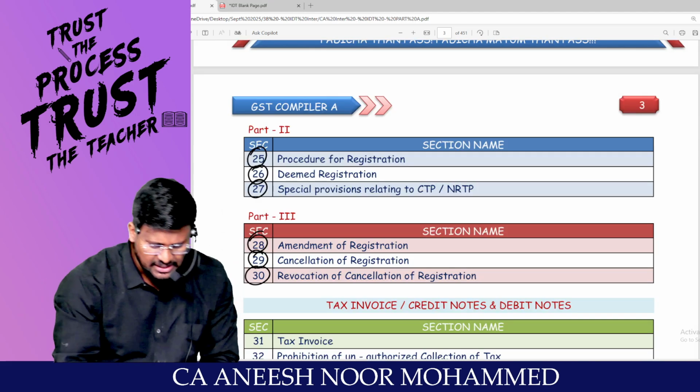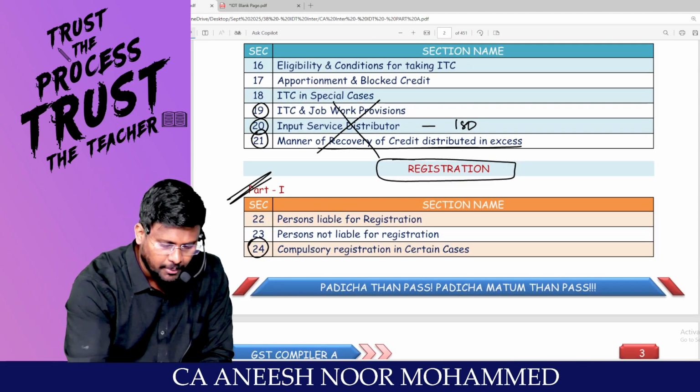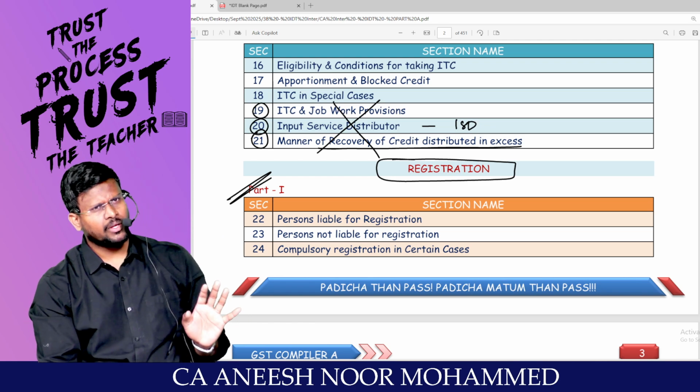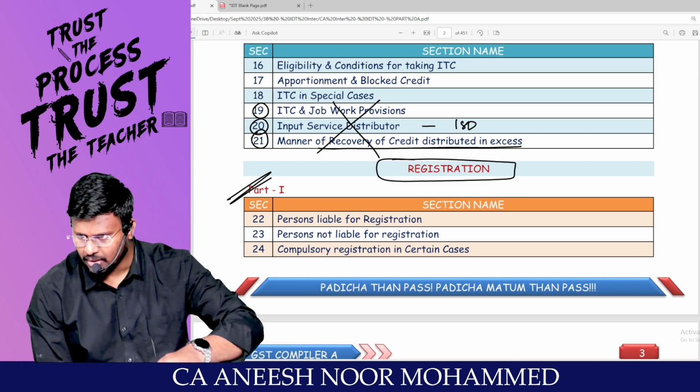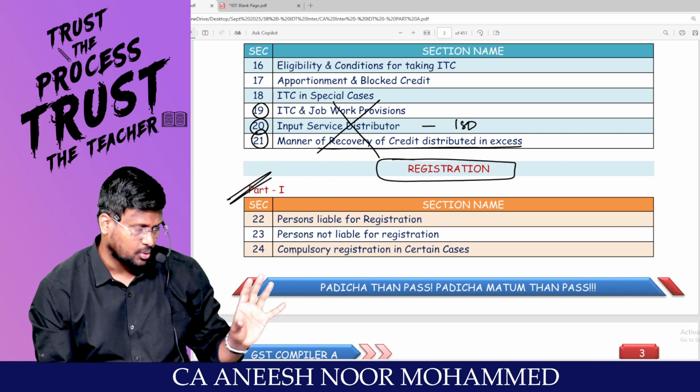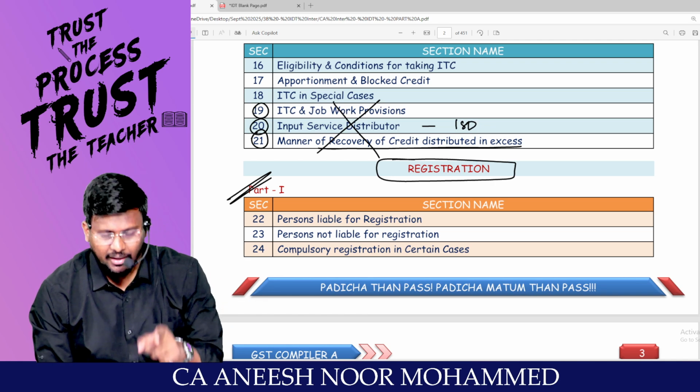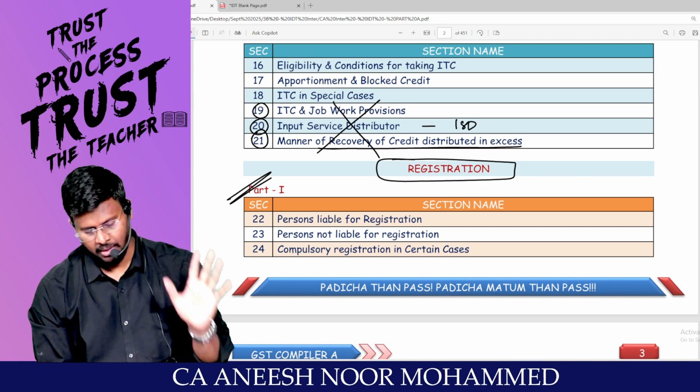Sir, what is this 22, sir? Person liable for registration. Sir, everyone is not liable for registration under GST. Only certain people are liable for registration. Who and all have to take the registration? It is covered in section 22.